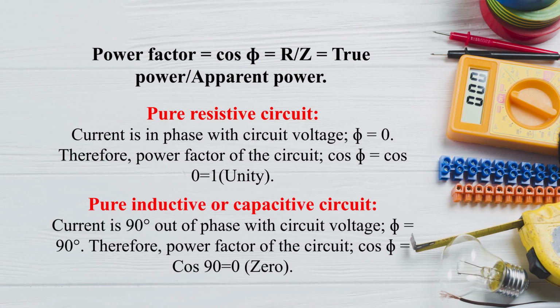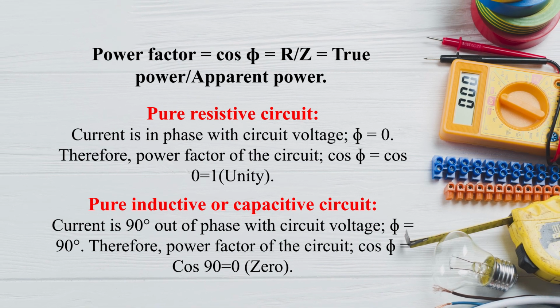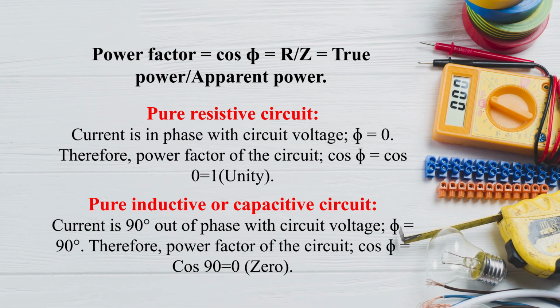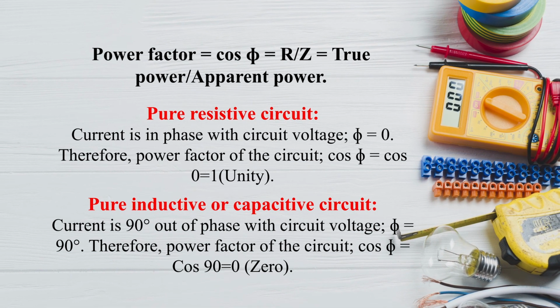While in the case of a pure inductive or capacitive circuit, current is 90 degrees out of phase with the circuit voltage. That is, phi is equal to what? 90 degrees. So if you want to calculate the power factor, that means cos phi, the value of phi is 90, so cos 90 is equal to what? 0. That means in the case of a pure inductive and capacitive circuit, the value of power factor is equal to 0.